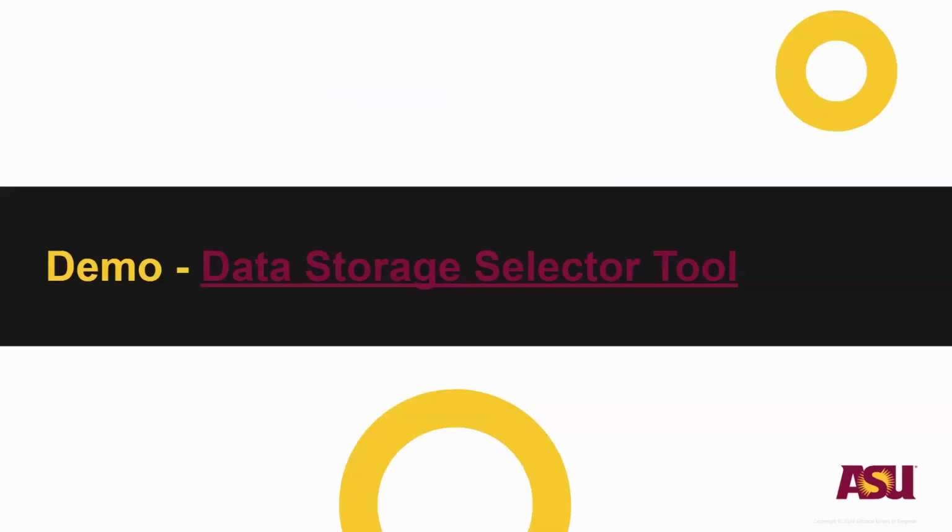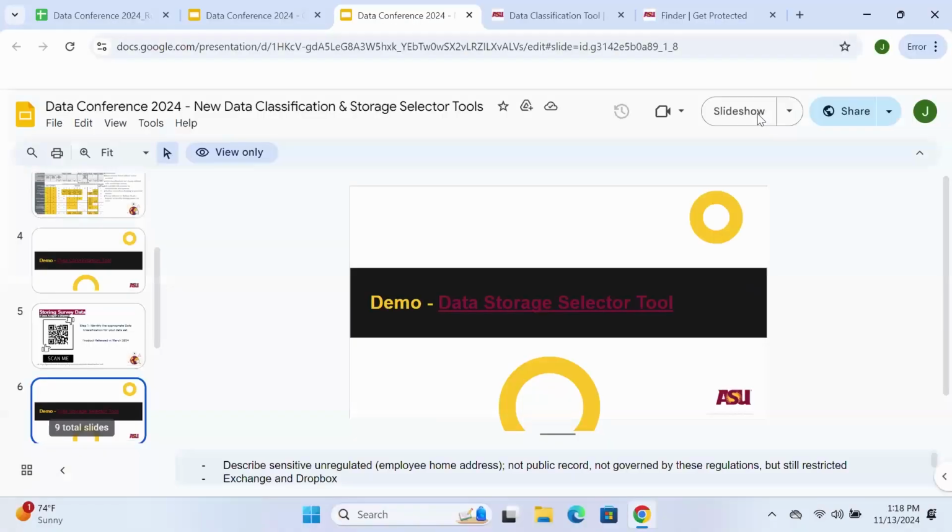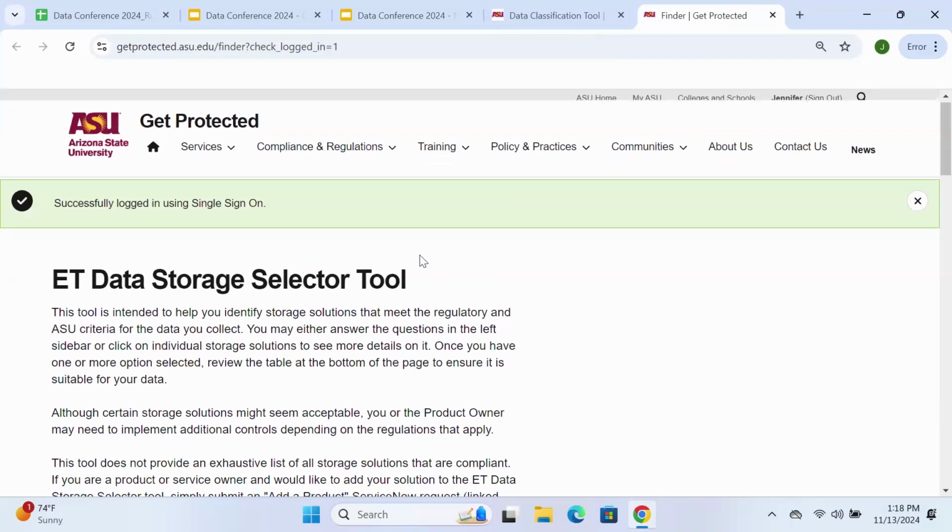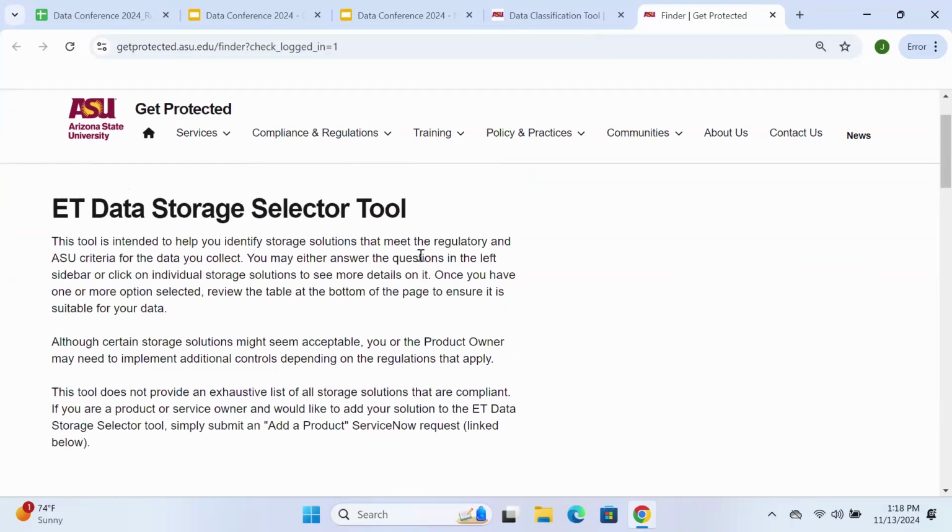So I will be demoing the data storage selector tool, and we're going to take you into that finder, which, as Ben pointed out, is linked in the classification tool. And Ben just took you through, how do I classify my data? What regulations apply? But the question now becomes, where do I store that data? And the data storage selector tool is our answer to that question.